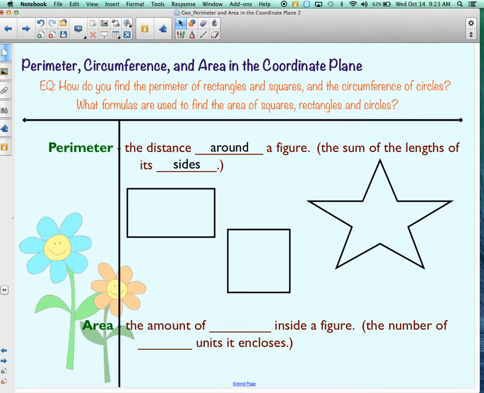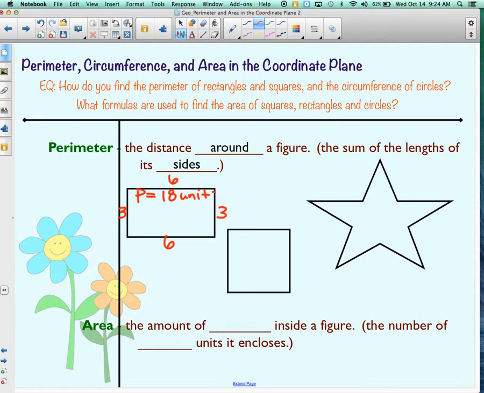Okay. So if you were to find the perimeter of this rectangle, you would add all the sides, right? So let's throw some numbers out here. What's the perimeter? P equals 6, plus 6 is 12, plus 3 is 15, plus 3 is 18. 18 units.